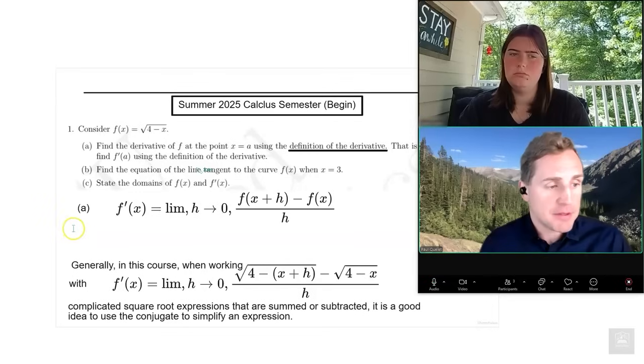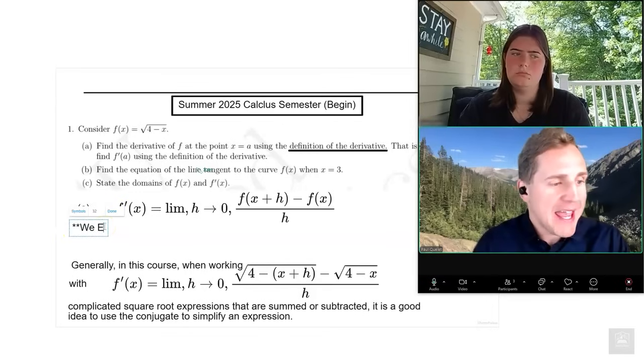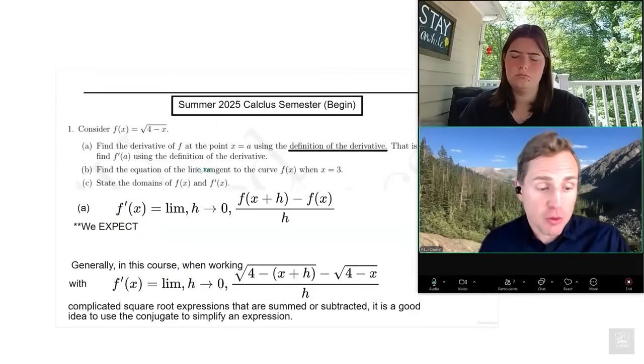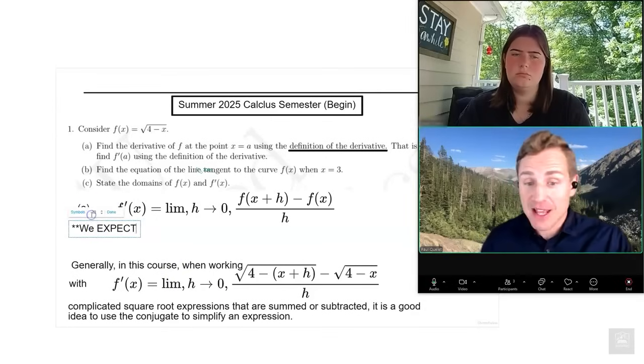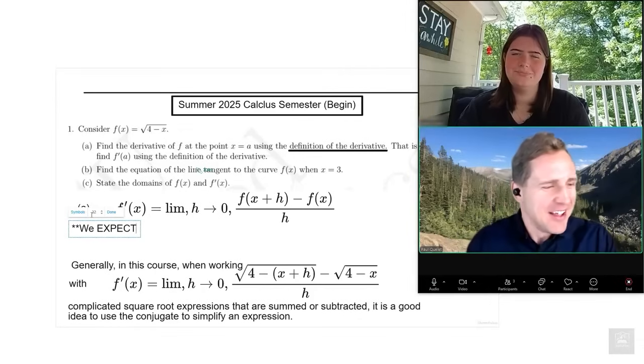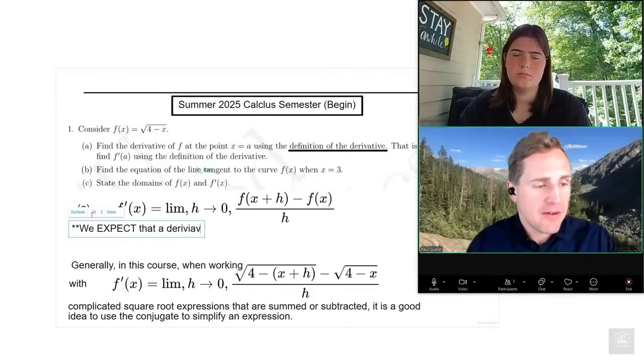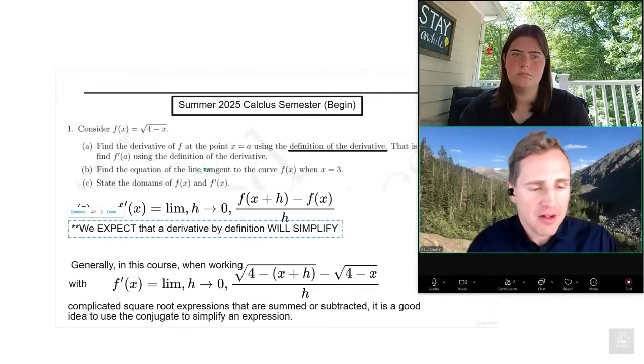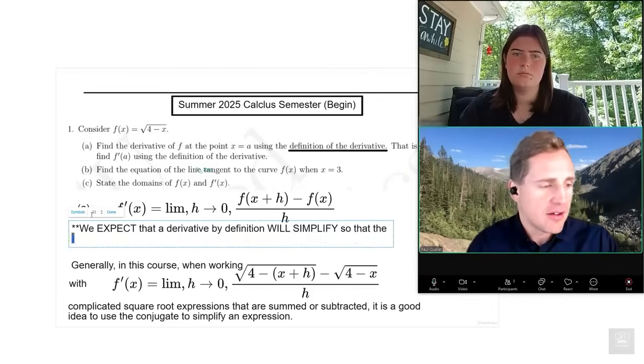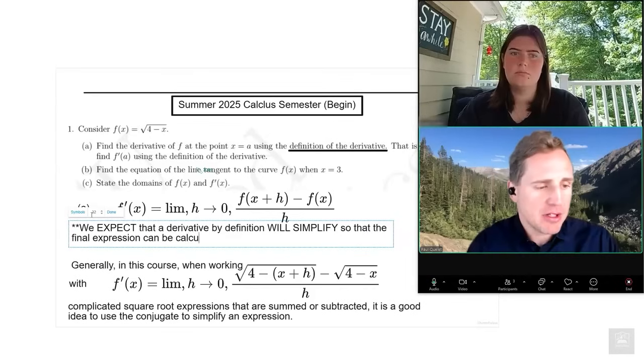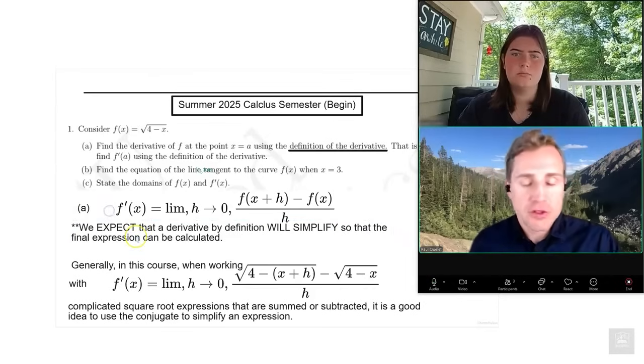This is a very important concept, okay? We expect, and I use the word expect in caps because if I've been kidding thus far today, this time I mean it. So we expect that a derivative by definition will simplify, so that the final expression can be calculated. So that's something we always expect when doing a derivative by definition.